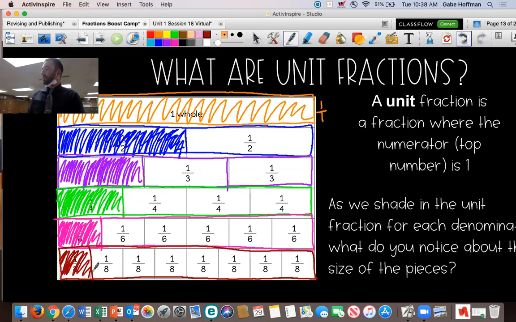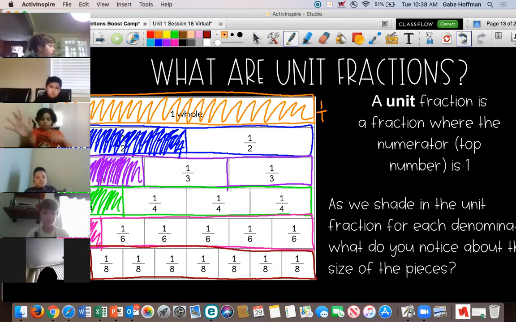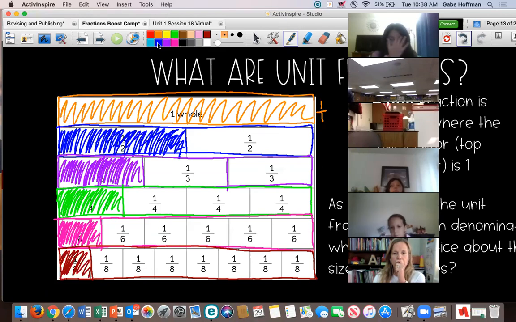So I've shaded in now 1 whole, 1/2, 1/3, 1/4, 1/6, and 1/8. What are you noticing about the unit fractions as we shade in one of the pieces? Ania, what are you noticing? I'm noticing that as one whole gets to 2 wholes and then 3 wholes, it gets smaller. Okay. The piece is smaller. So not the wholes, because these are all the same size whole. So let me be clear. The 1 whole that's orange, if I shaded in 1 whole and I shaded in both of the halves, that whole is the same size, right? So the whole's not changing, the number of pieces is changing. So it's like saying if I have a candy bar and I eat the whole thing by myself, right?